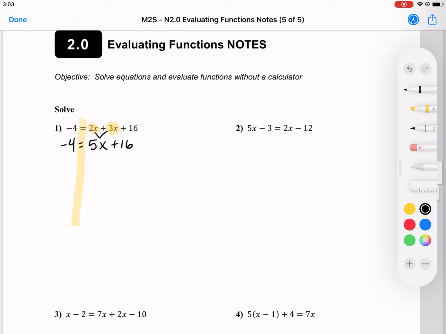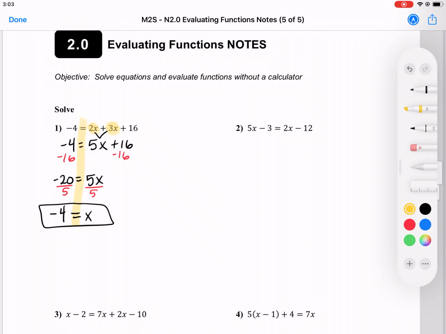Then I'm going to go ahead and move anything that's not part of the x over to the other side. So I'm going to subtract 16 because that's not part of the x. And I've got to do whatever I do to one side, I have to do to the other. So I end up with -20 equals 5x. Then to get the 5 off of the x, I'm going to divide both sides by 5. So -20 divided by 5 is -4. So x is equal to -4.